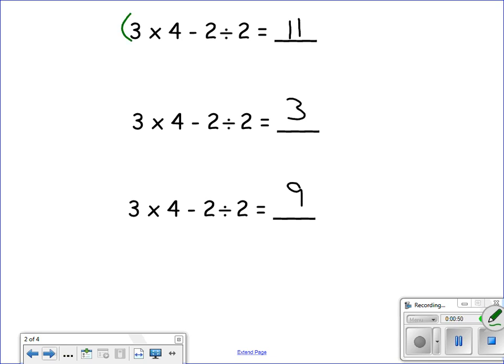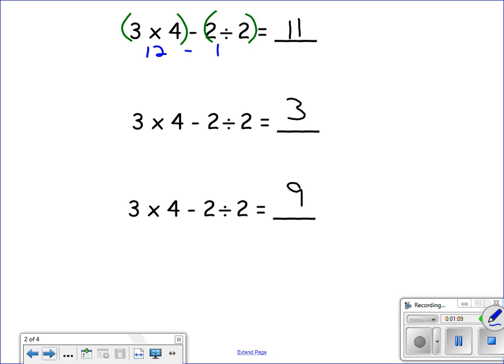I'm going to put parentheses around 3 times 4, and I'm also going to put parentheses around 2 divided by 2. If I do that in this situation here, kids, I'm going to go 3 times 4 and get 12. Then I'm going to be subtracting 2 divided by 2, which is 1. That's how I get 11.